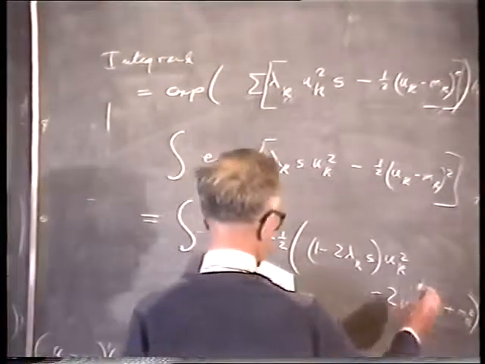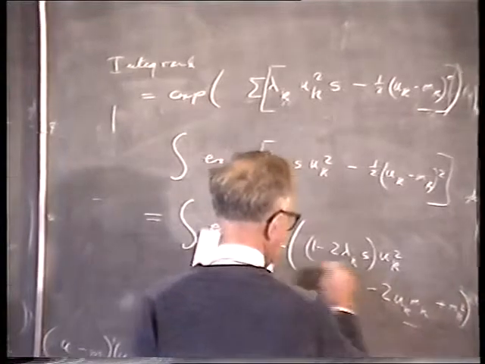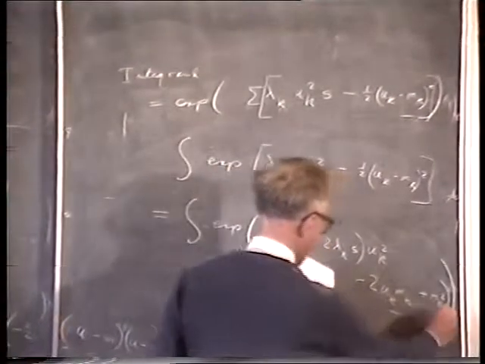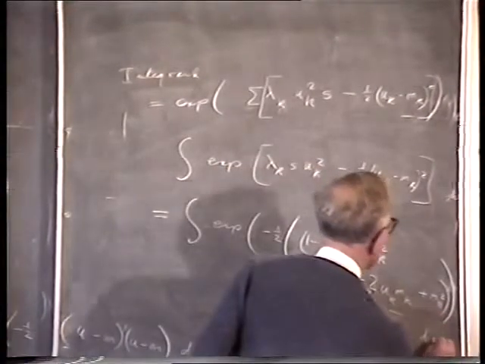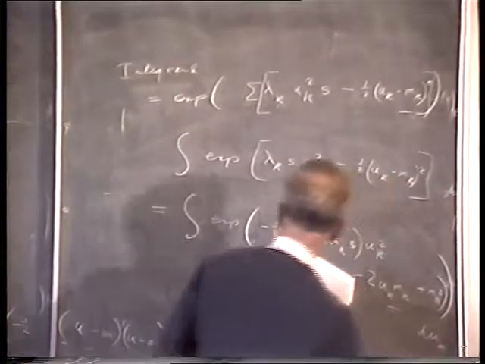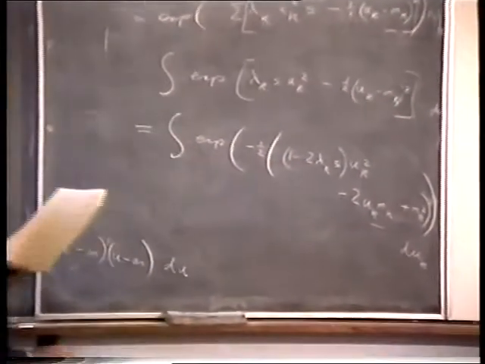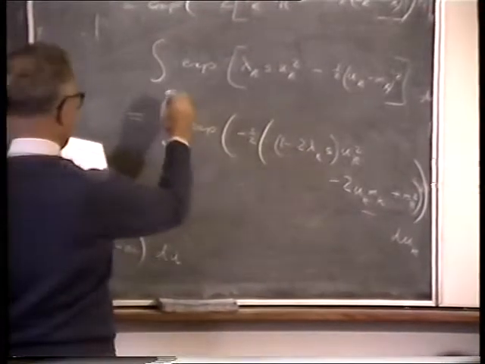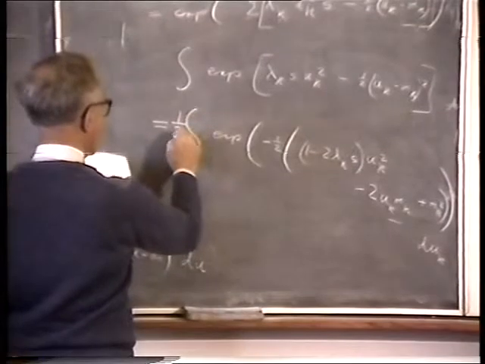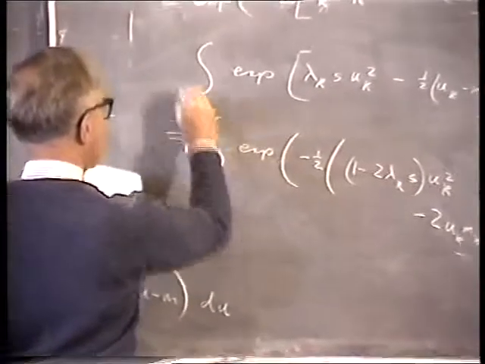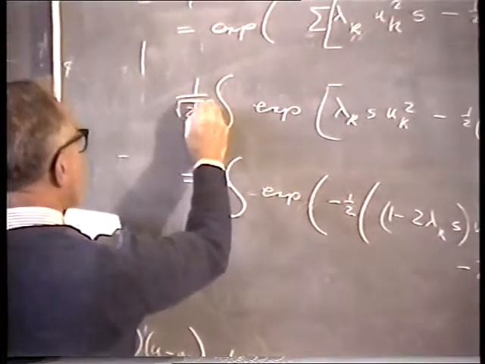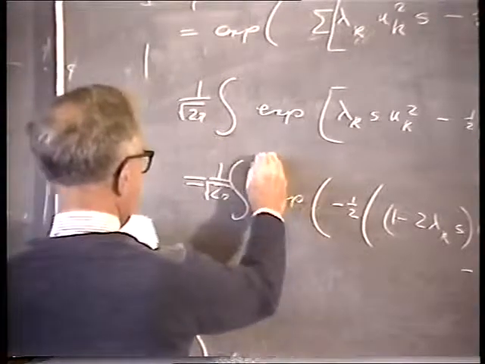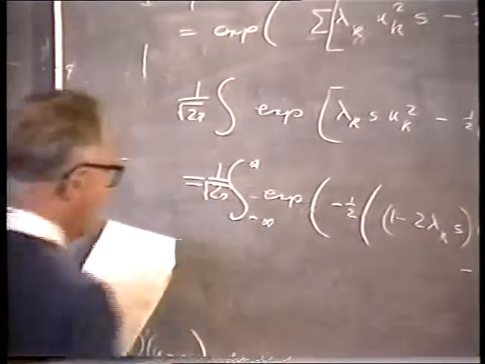And let's see, close that bracket, close the second bracket, and then du_k. So that's the integral that we're going to be considering. Of course, we could take a 1 upon the square root of 2 pi on the outside, and the integral goes from infinity to minus infinity.